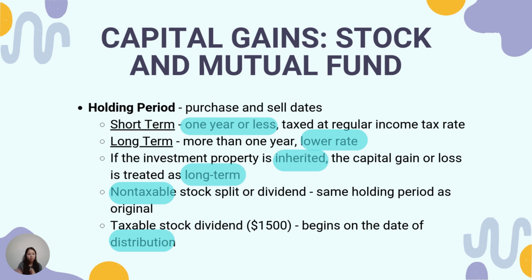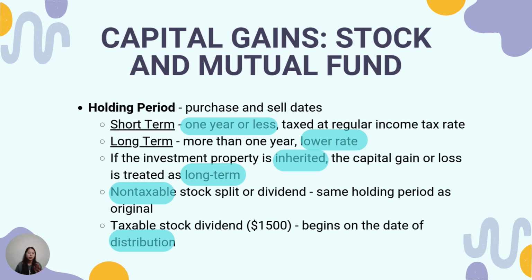In a non-taxable stock split or dividend, the stock or mutual fund will have the same holding period as the original. And what makes a stock split or dividend non-taxable? That's when you earn less than $1,500 in profit for selling that stock or mutual fund. In a taxable stock dividend, meaning you earned over $1,500 in profit, the new holding period begins on the date of the distribution.